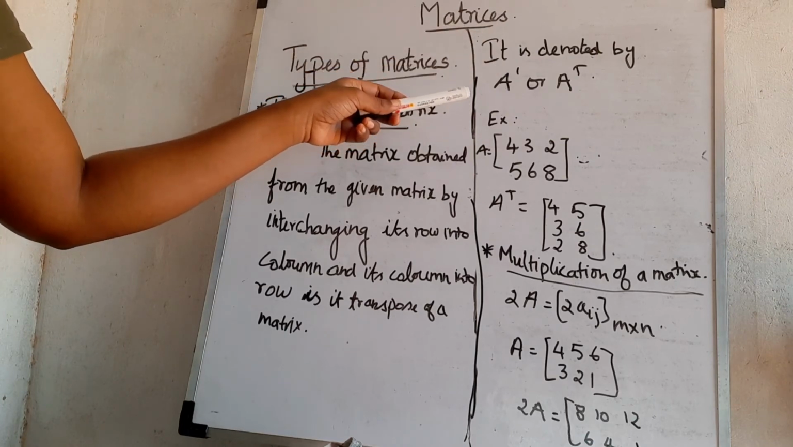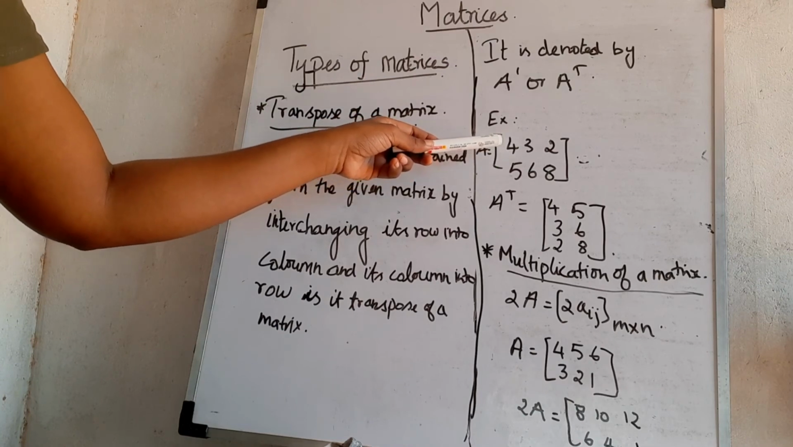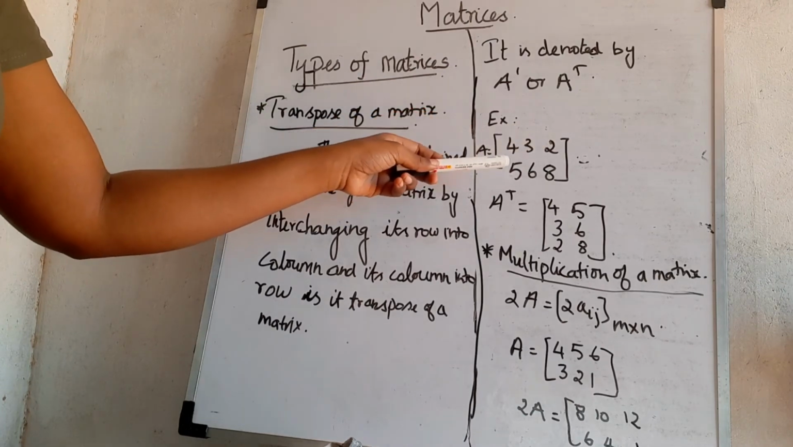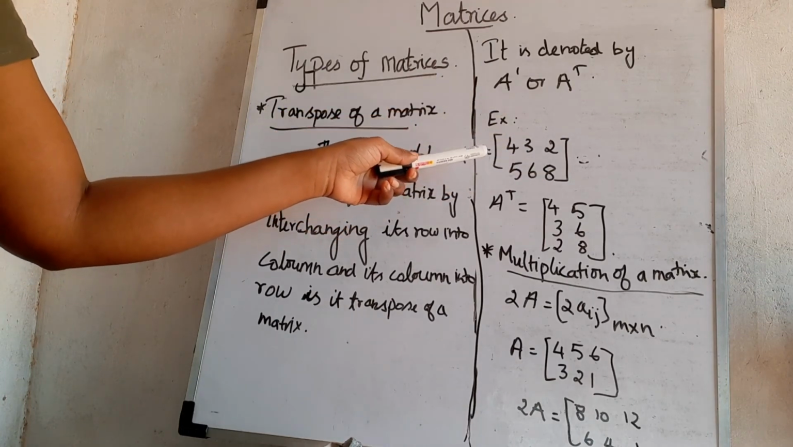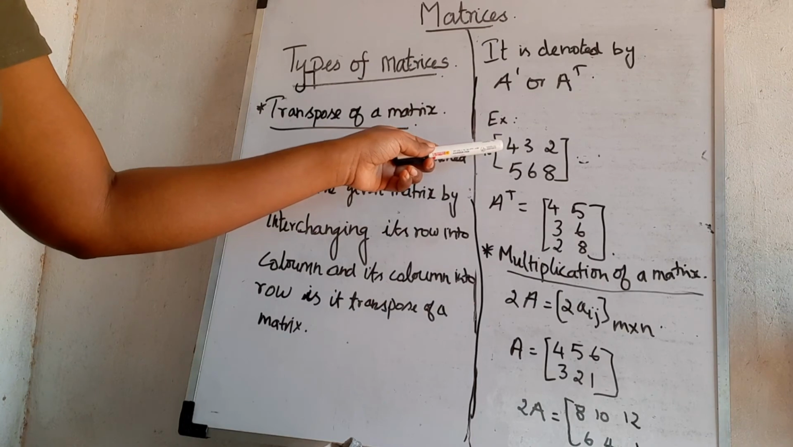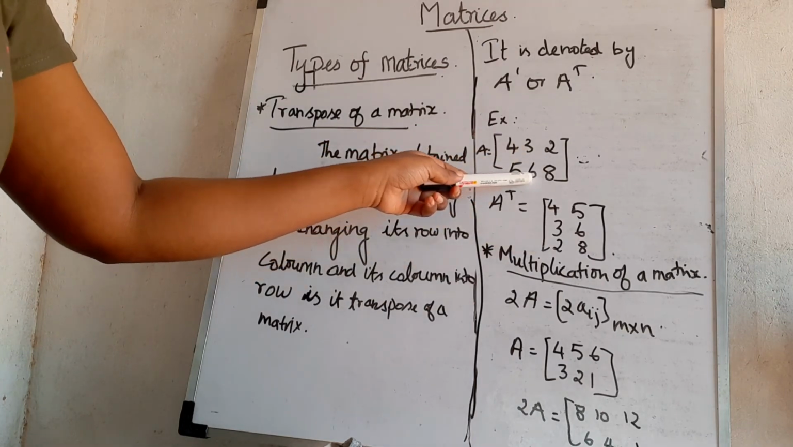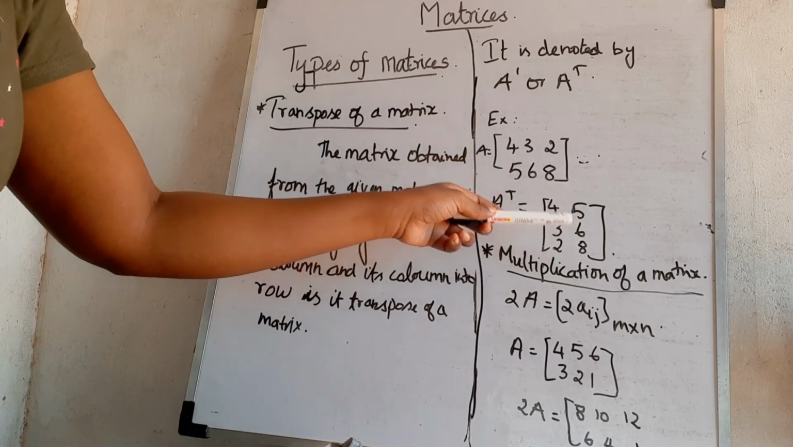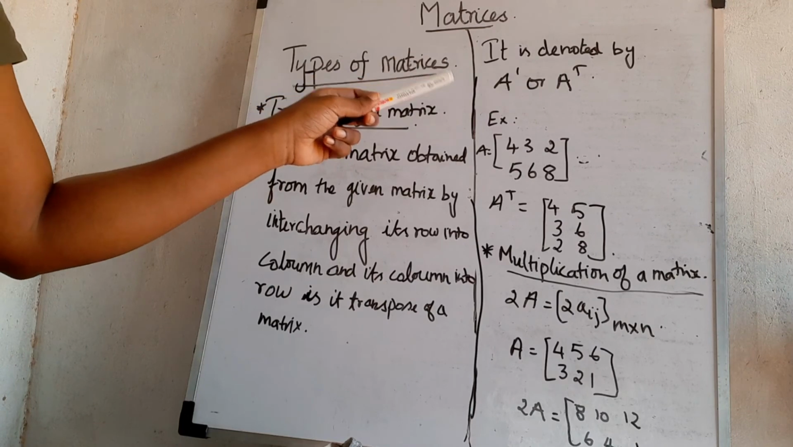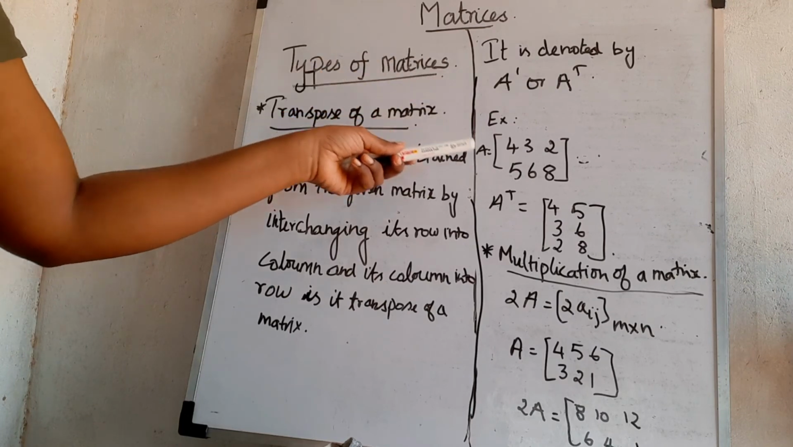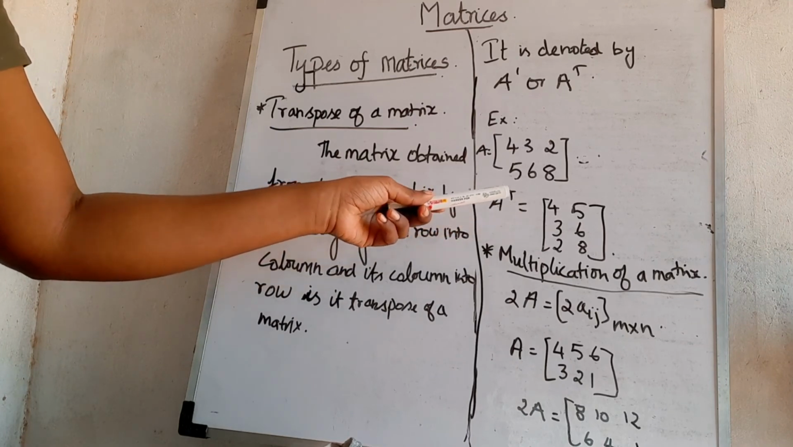For example, we are taking a matrix A is equal to 4, 3, 2, 5, 6, 8. This one I am going to write in the transpose. This first row I am making into the first column, and then the second row I am making into the second column. So this is how you have to write the transpose. That is called the transpose of the matrix A. So A transpose is the transpose of a matrix.